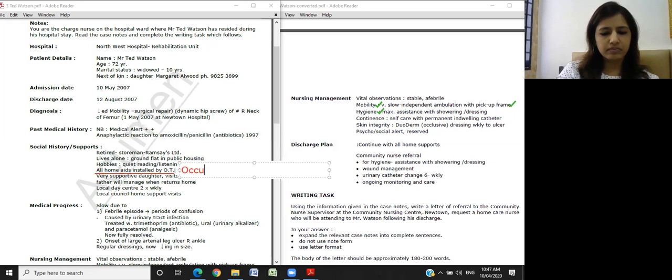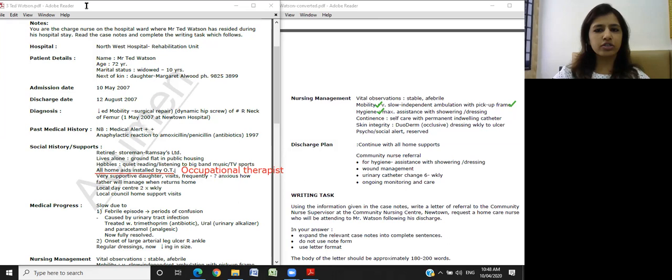The nurse needs to know this as well, because if these devices are not installed, then the nurse may give reference to the occupational therapist, and then the occupational therapist will install this. What are those aids? Maybe having a handle in the toilet, having grab bars so that the person can grab it and stand there, having a non-slip mat. So these are all the supporting devices that may help the patient to prevent falls.